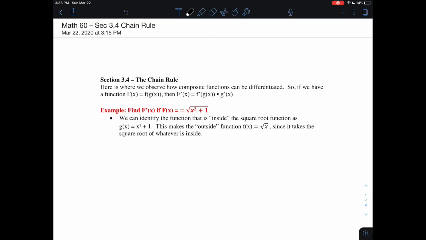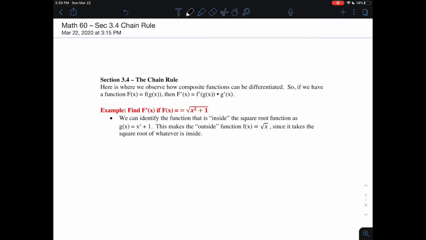Section 3.4, the chain rule. Here's where we observe how composite functions can be differentiated. So if we have a composite function like capital F of x, which is made up of two functions, lowercase f of lowercase g of x, then the derivative of capital F of x is first the derivative of the outside function, lowercase f, evaluated at g of x again, and then we multiply that by the derivative of the inside function, so the derivative of g of x.